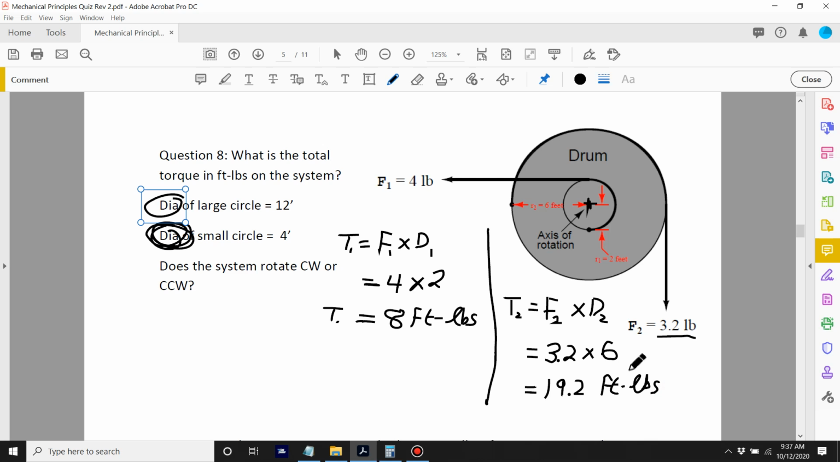What's going to happen? The system is going to rotate clockwise, no trouble. And why? Because of this big moment distance. 19.2 foot-pounds. What's the total torque on the system? The total torque on the system is 19.2 minus 8. So the torque is 11.2 foot-pounds in this direction.